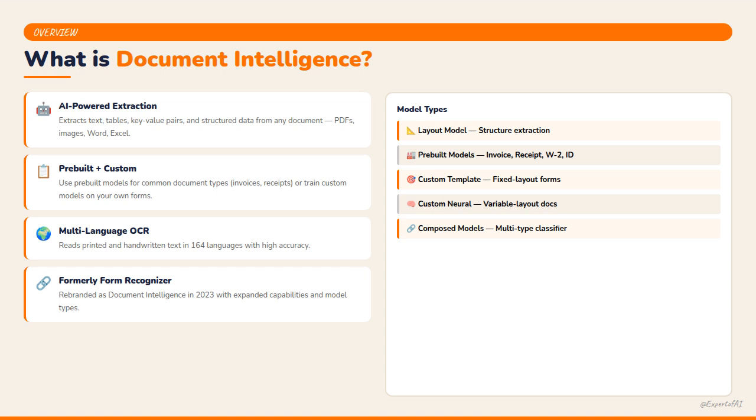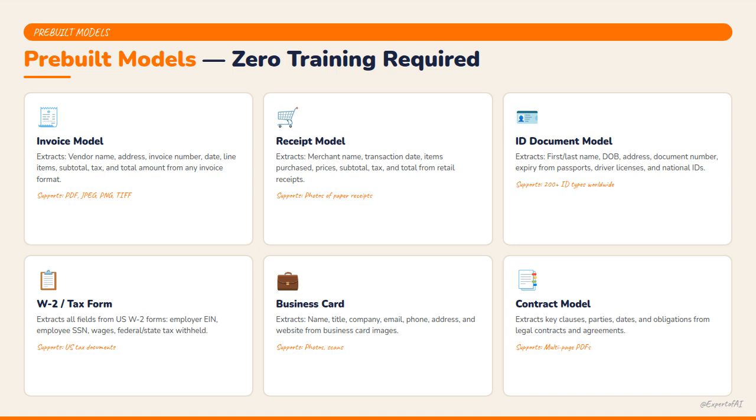Let's start with the layout model, the foundation of everything. The layout model extracts the complete structure of any document: text lines, words, tables, selection marks, and their exact positions on the page. It preserves reading order and identifies table cells, column headers, and row spans. This is the building block that all other models are built on top of.